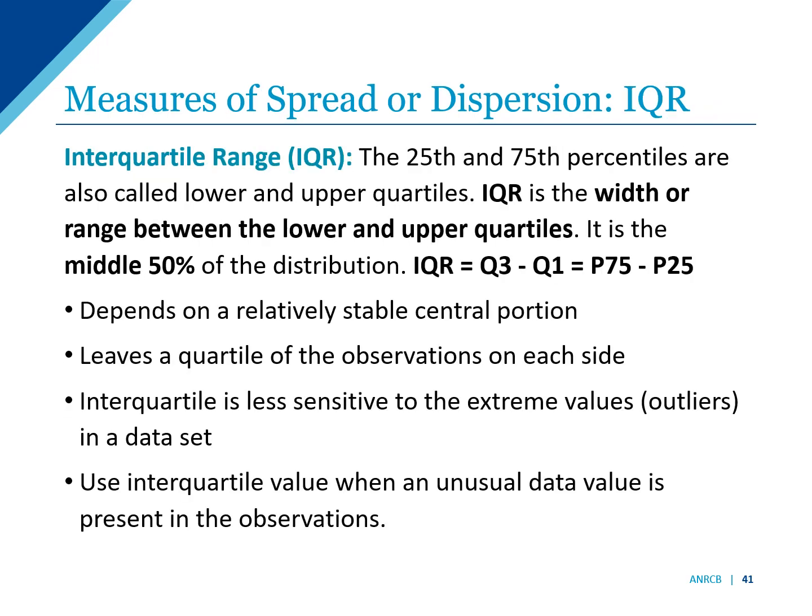The interquartile range includes approximately 1/2 of the observations in the set that lie in between the lower quartile or 25th percentile and the upper quartile or 75th percentile. It contains the middle 50% of the distribution. It depends on a relatively stable central portion and can be used when an unusual data value is present in the observations because it is less sensitive to extreme values or outliers.